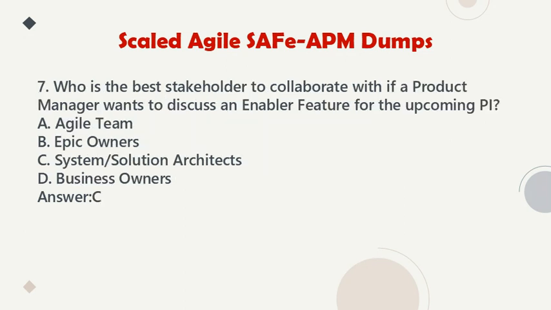7. Who is the best stakeholder to collaborate with if a product manager wants to discuss an enabler feature for the upcoming PI? A. Agile team. B. Epic owners. C. System, solution architects. D. Business owners. Answer. C.